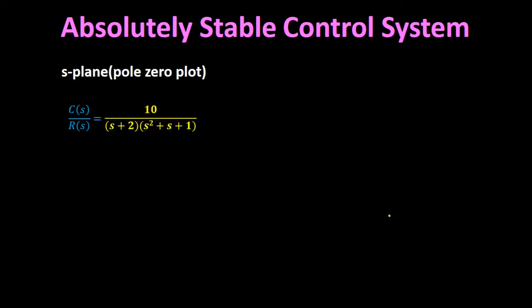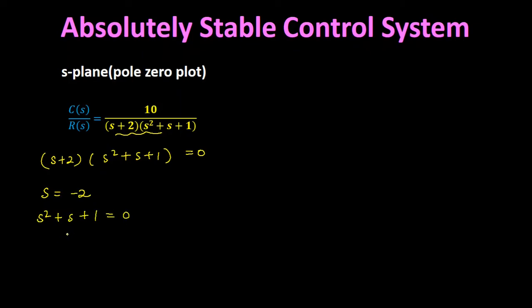Now let us take another example. Here the overall transfer function C(s) by R(s) is equal to 10 divided by (s plus 2) into (s square plus s plus 1). Okay, so if we find out the closed loop poles, then we have to equate this denominator equal to 0. Then we will get (s plus 2) into (s square plus s plus 1) equal to 0. So the first pole will be at s equal to minus 2, and the second pole we have to find out from this equation.